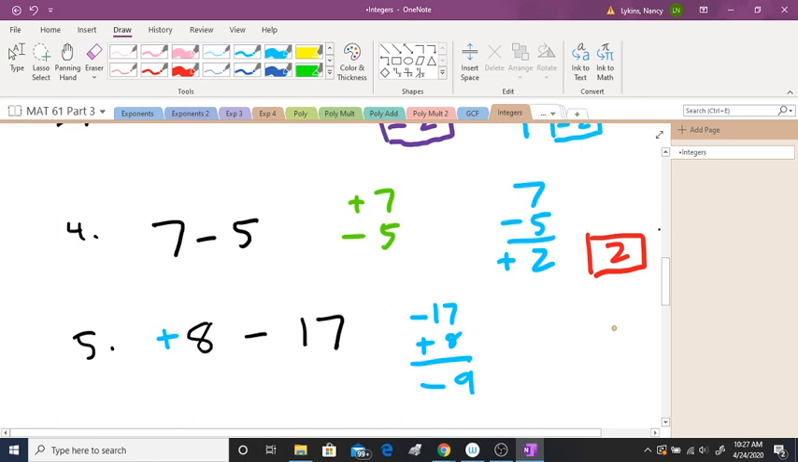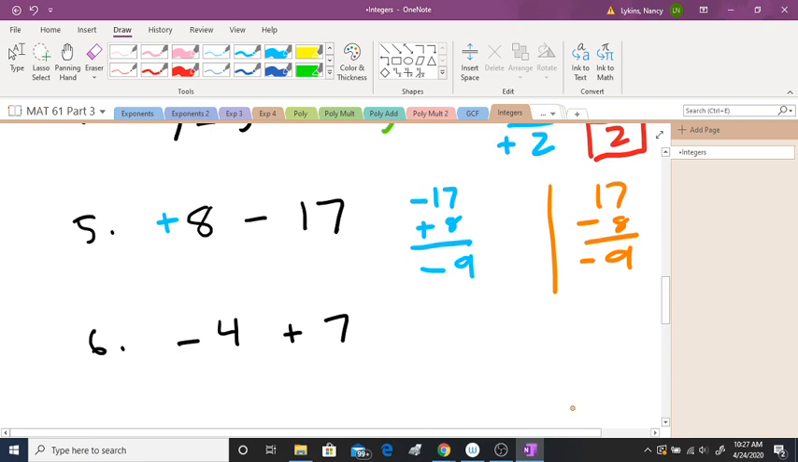You can also do what I told you earlier: you can take the 17, subtract the 8 to give me 9, and since 17 had that minus, that means it's going to be a -9 as well. Okay, at this point you could pause this and see what you can come up with.